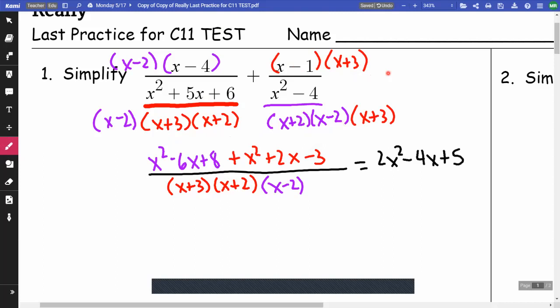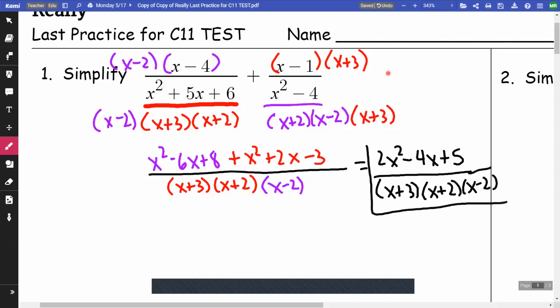plus 5. And I could check to see if this is factorable, but since this is a 5, and a 5 is a 5 and a 1, that's not going to factor to anything that's going to have a 2 or a 3 in it. So we don't need to even try to factor that. And then it's going to be over x plus 3 times x plus 2 times x minus 2. And that's going to be our answer.